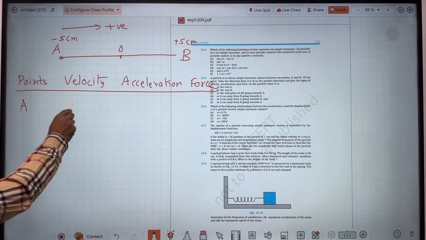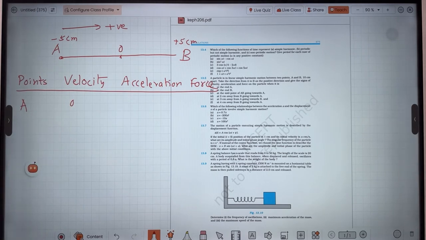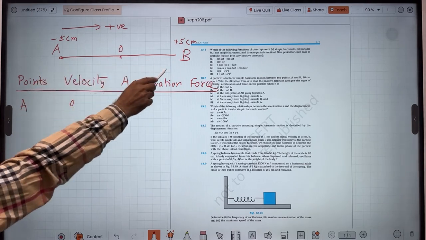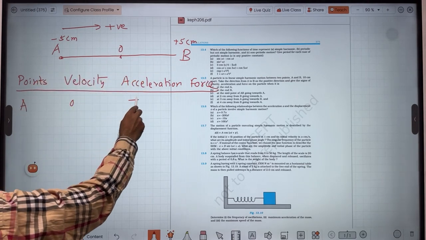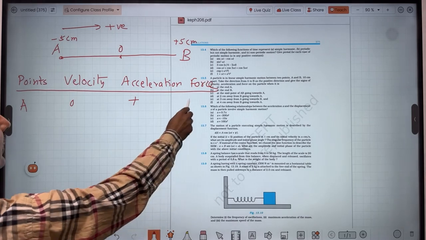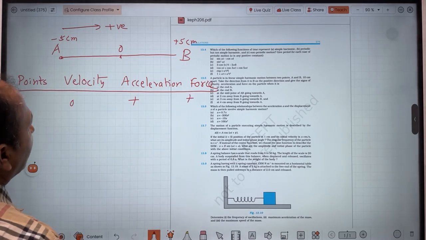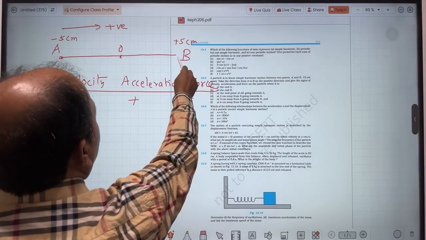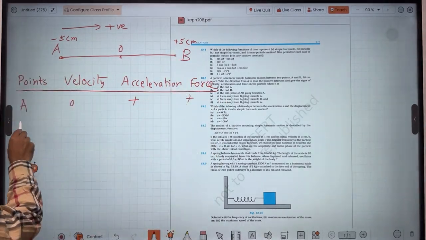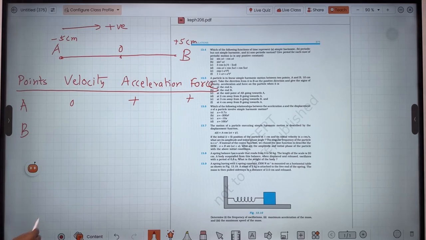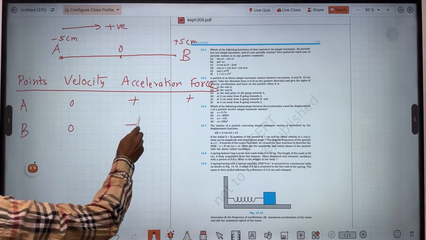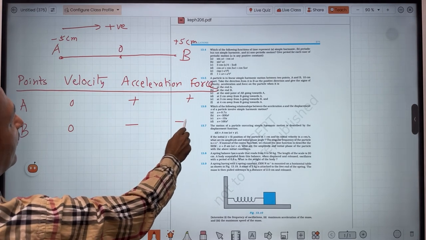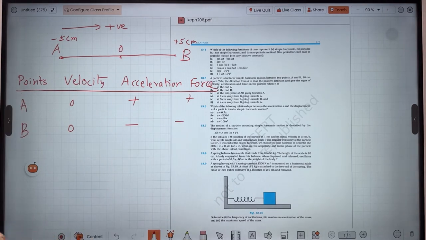So velocity will be 0. What will be the acceleration? It is directed toward the positive direction. So acceleration will be positive and force will also be positive because F equals ma. Now what is the second case? At the point B here, velocity will be 0 and the situation will be just negative. So acceleration will be negative, force will be negative, right?